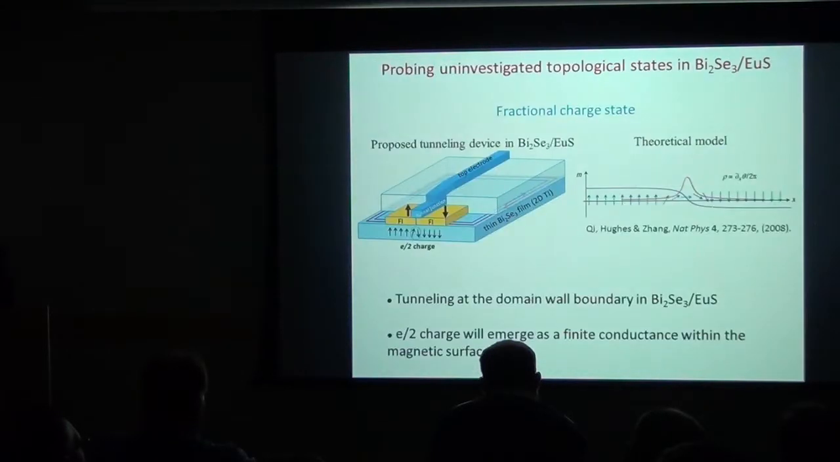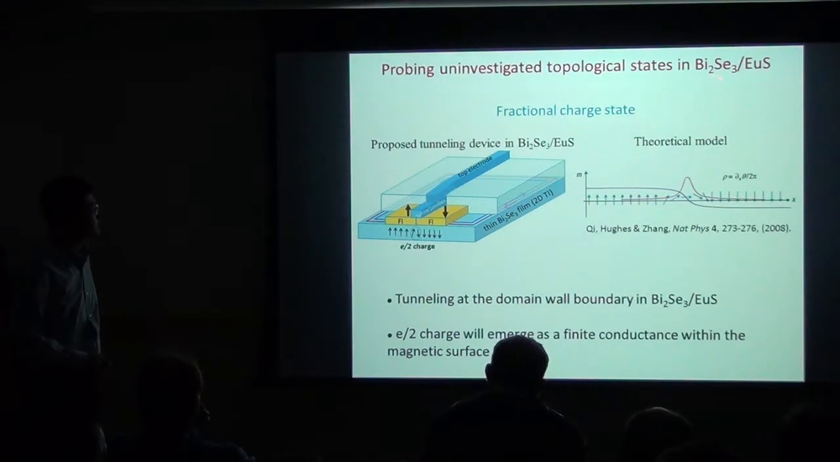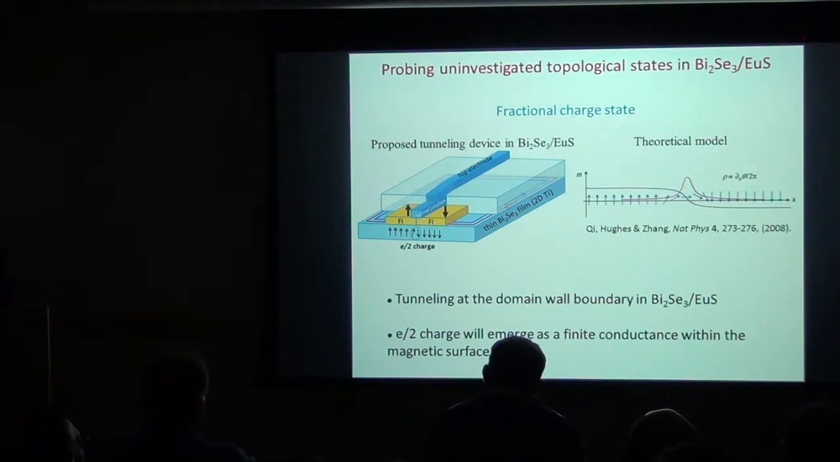Yeah, so besides that, as I mentioned before, I have already shown you there is an interface magnetization induced with either bismuth cyanide and tungsten sulfide interface.